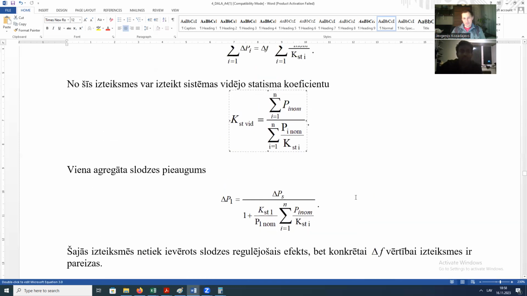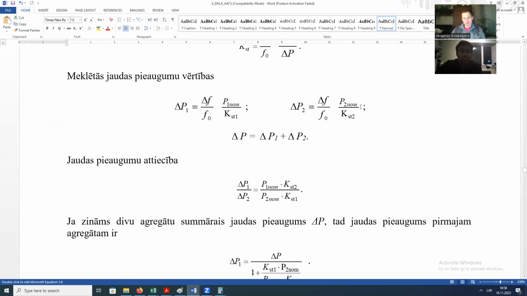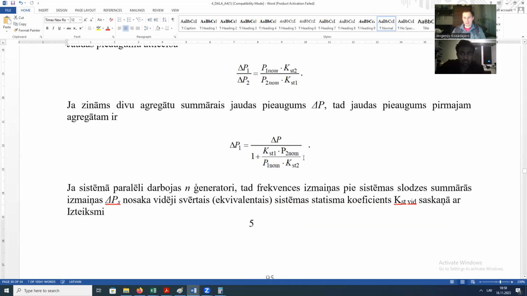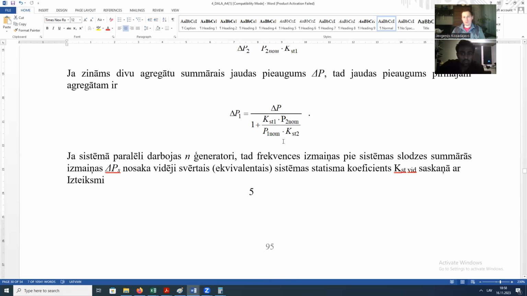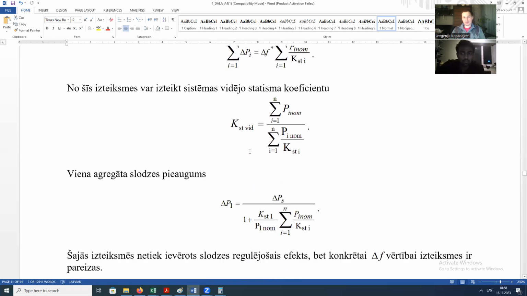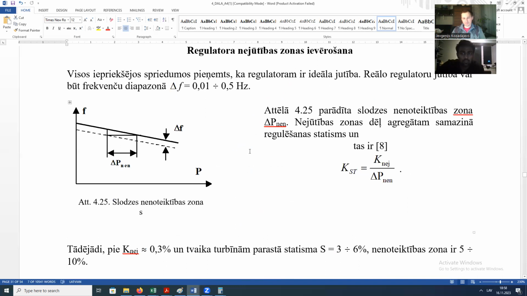So if we don't know any one parameter from these formulas, we could find it. If you know the total, we could understand how it is divided between the two units. If you know the information about the two units, we can calculate the total impact. That's why all the possible formulas that could be used are represented here.